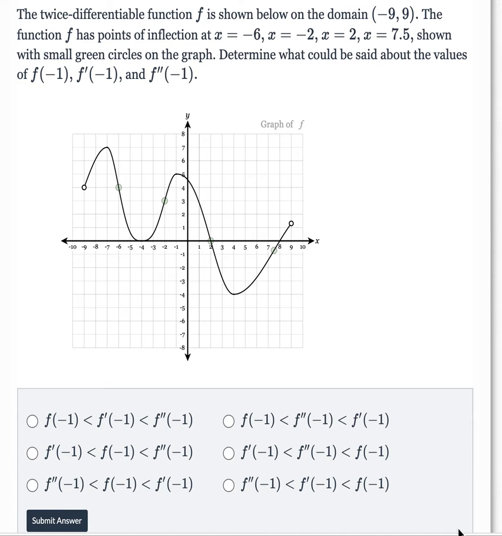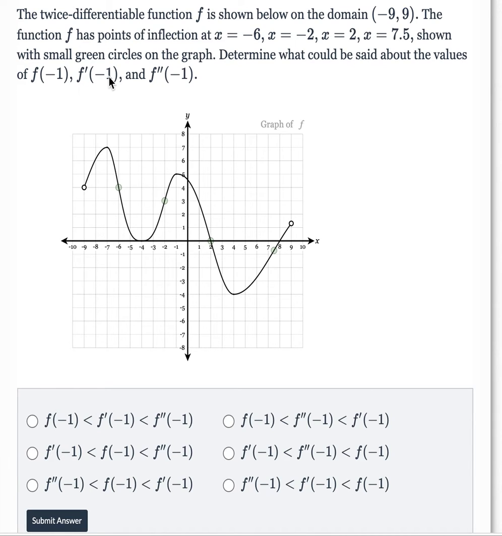So let's just get an idea of what we could investigate. All right, so first of all, f of negative 1. So this is the graph of f, so we could just find the output. So at negative 1, the output is 5. Okay, 5 is a pretty big positive number. So f of negative 1 would be positive 5.